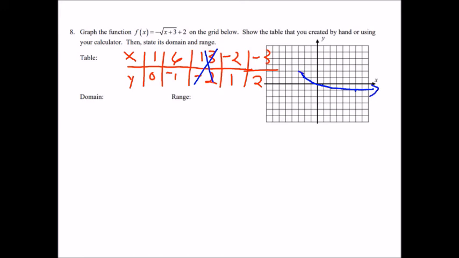Now, the domain is how far left and right it goes. So it looks like this is as far left as it's going to go, and that's at x equals negative 3. So it's negative 3 or more. To write that, it's any x greater than or equal to negative 3. The range is how high up or down it goes. So it's going to be right there and stop. That's a y value of 2. So it's any y value that is 2 or lower. So y is going to be less than or equal to 2.